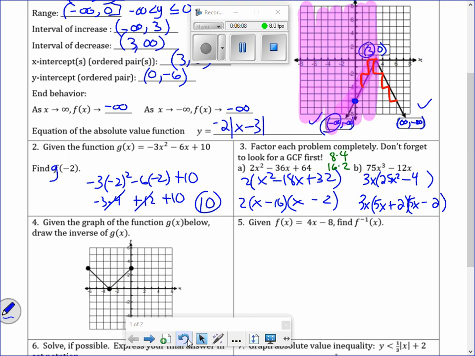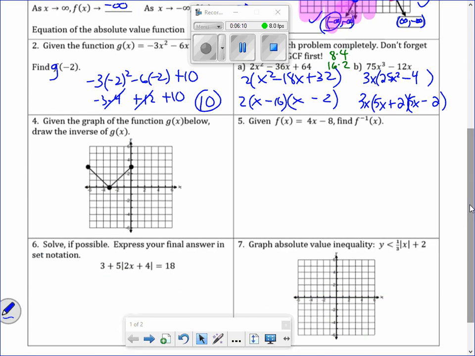All right, number 4. Number 4, you've been asked to draw the inverse. So remember, for the inverse, you reverse each point. So if I were you, I would kind of label these points, negative 6, 3. This one is negative 3, 0. And up here I have 0, 3. So I'm just going to reverse every single one of those points.